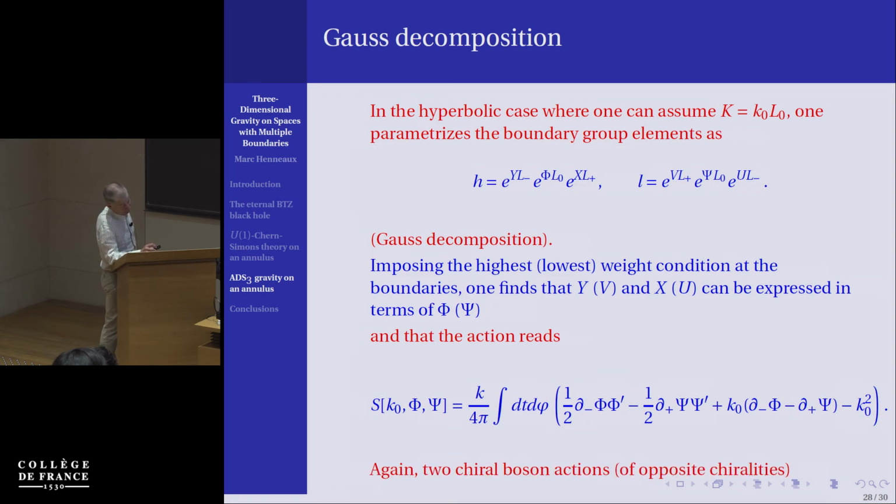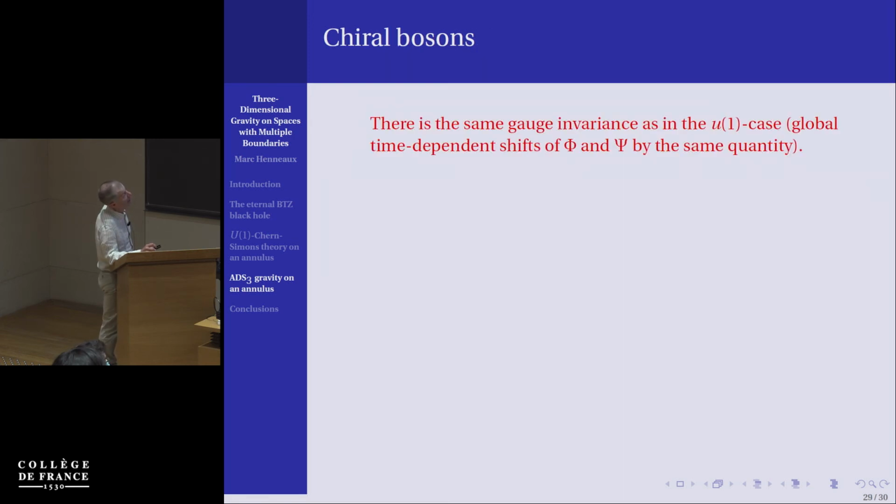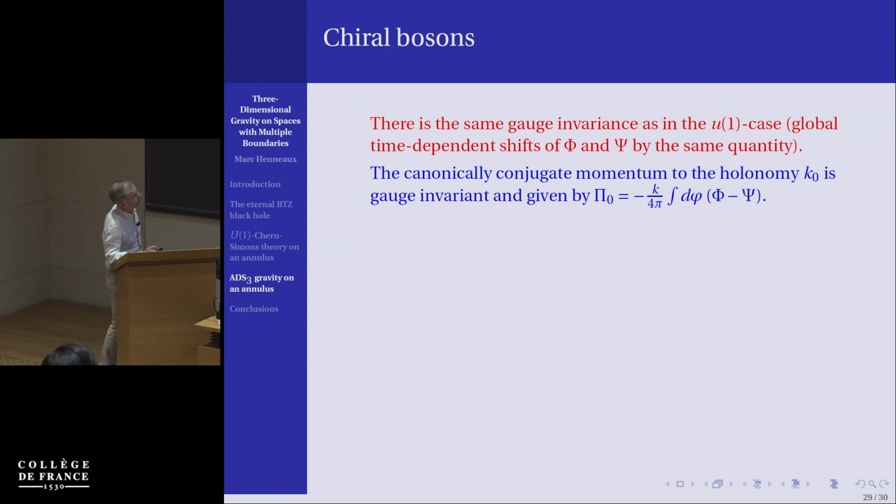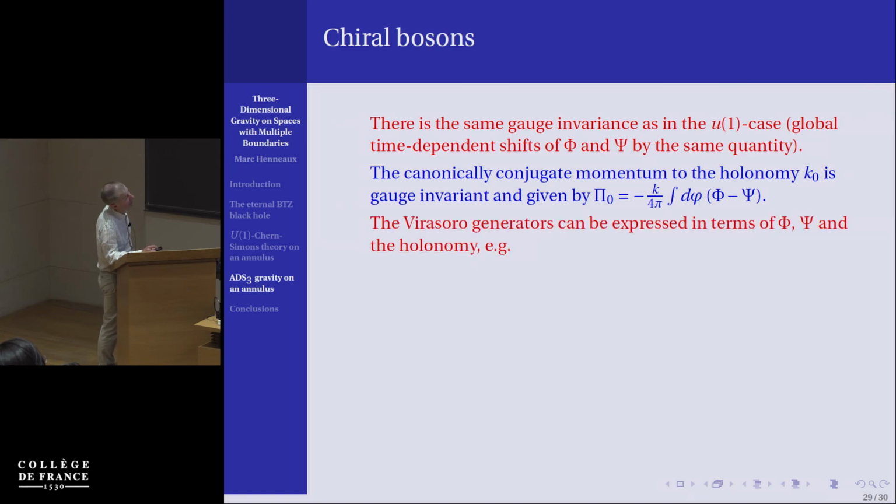So we have, again, two chiral bosons of opposite chiralities, which have the same gauge invariance in the U1 as in the U1 case. Again, I can make time-independent shifts of phi and psi that correspond to the redundancy that I described earlier. And the canonically conjugate momentum to the holonomy is given by that expression, just as before. So the formulas are just the same. But this is really directly related to the radial Wilson line.